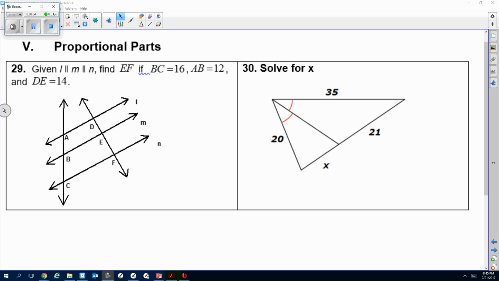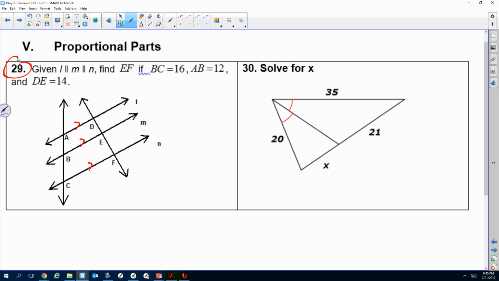Okay, this last section is just using proportional parts. Our test items are going to be 29, and actually on the next page, 31, 33, and 34. On here, if you have parallel lines, because it tells us that L is parallel to M and it's parallel to N, whenever you have parallel lines, they do something very special.